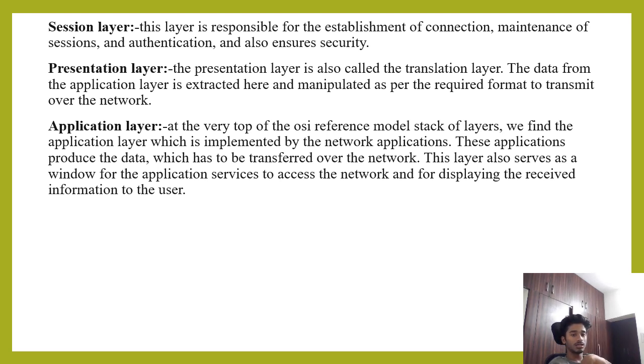Now the seventh one is the application layer. At the very top of the OSI reference model stack of layers, we find the application layer, which is implemented by the network applications. These applications produce the data which has to be transferred over the network. This layer also serves as a window for the application services to access the network and for displaying the received information to the users. So here we finished the various layers of the OSI model. Moving on to our next slide.